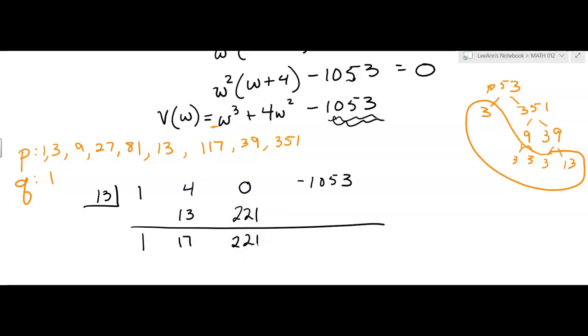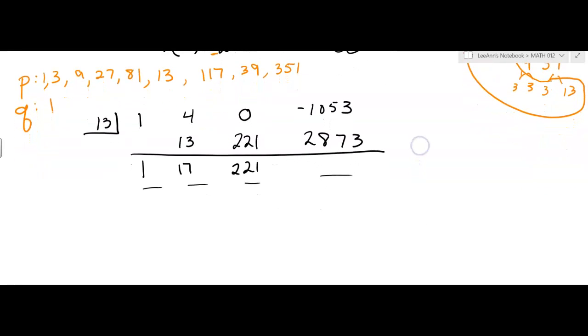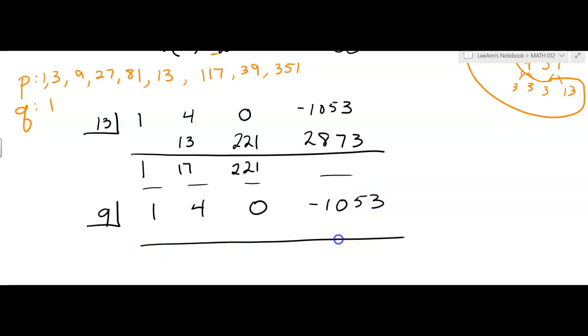Well, this looks like it's going to be a big number, so I don't think this is going to be it. It's 2873. Okay, so that's too big. If you notice, all these positive numbers are just getting bigger. So I don't think I want to go bigger than 13. So let me try 9. Smaller than 13. I don't think it's going to do any good to try 27 or 81 or 117, any of those numbers. I think I'm going to need something smaller than 13.